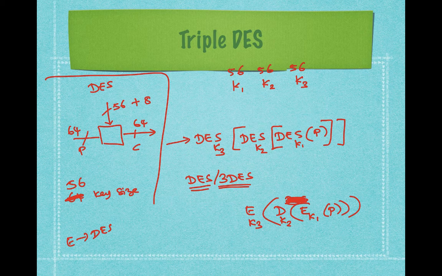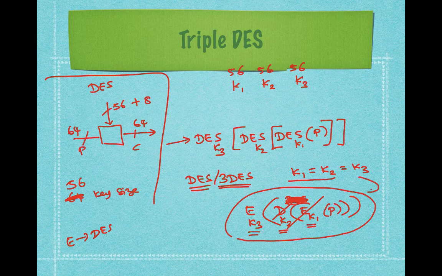Now there is a beauty here. What is the beauty? Let's say you keep all three keys the same, K1 is equal to K2 is equal to K3. Then what will happen? Since you are first encrypting and then decrypting with the same key, these two will get cancelled. So it is essentially equivalent to encrypting the plain text using key K3. That means if all three keys are equal, this triple DES algorithm leads to your normal DES. So that's how they achieve backward compatibility with normal DES.